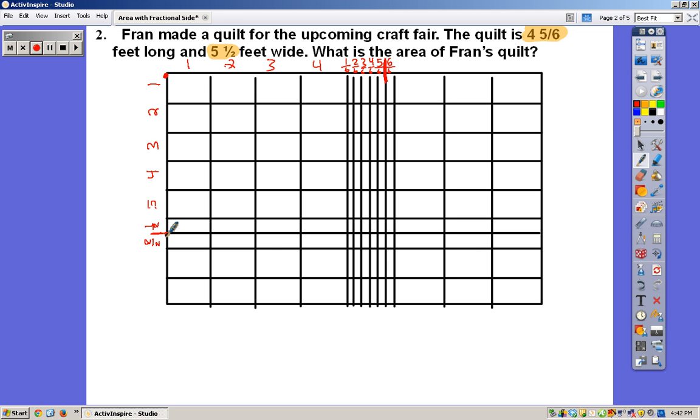So we're going to outline that area. That's too big. All the way down to where the half crosses right there, and it comes back across. This box is our area.